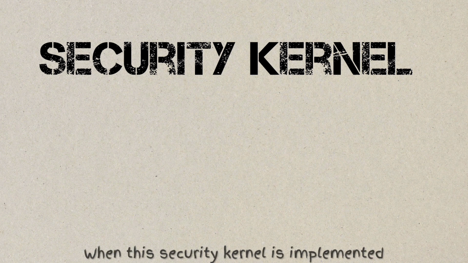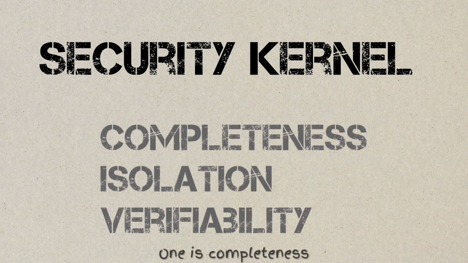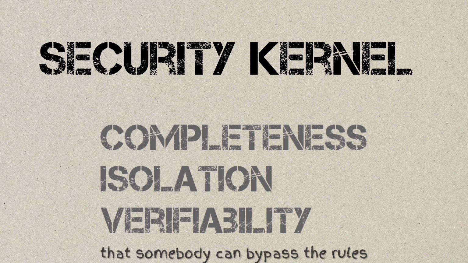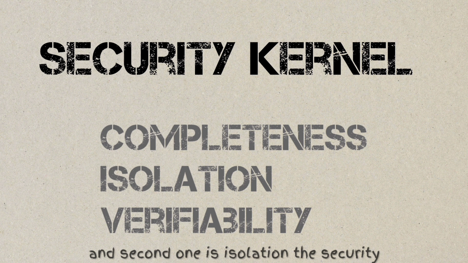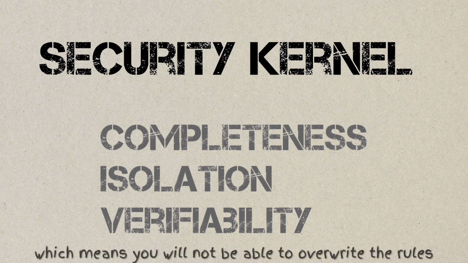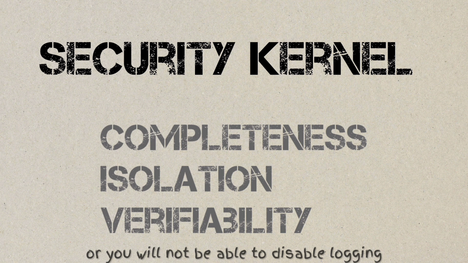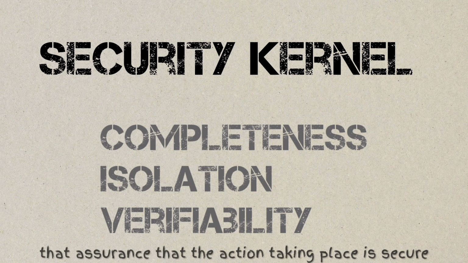When this security kernel is implemented, it should definitely have three properties. One is completeness, which means that there is no way that somebody can bypass the rules or bypass the logging and monitoring. The second one is isolation. The security kernel implemented should be tamper proof, which means you will not be able to override the rules, or disable logging or monitoring. And the last one is assurance, that the action taking place is secure.